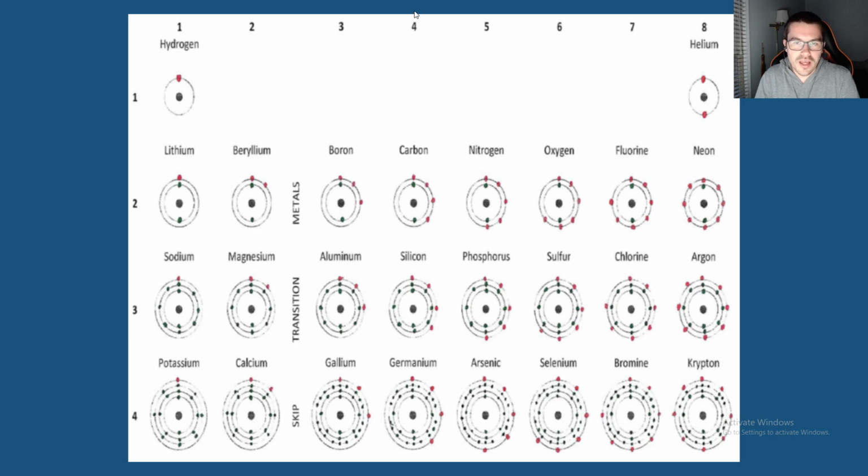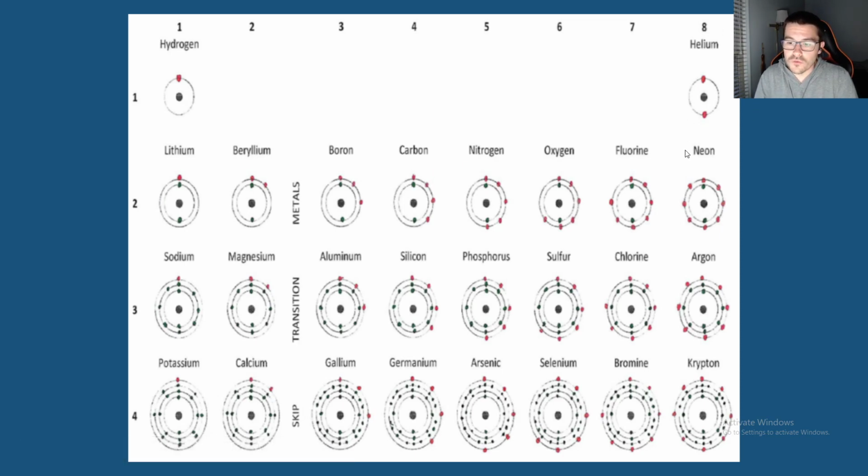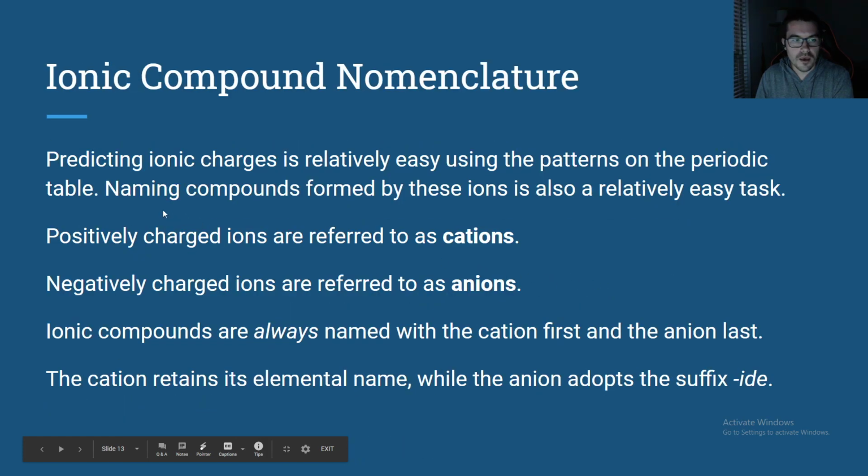But long story short, for elements in this fourth column, you can't really predict what type of ion they're going to make. Elements on the left side are going to lose those electrons. Elements on the right side are going to gain them. Here in the middle, it's kind of a tough call. And noble gases generally aren't going to form ions at all, for the reasons I outlined. So you can predict the ionic charges based on where an element is.